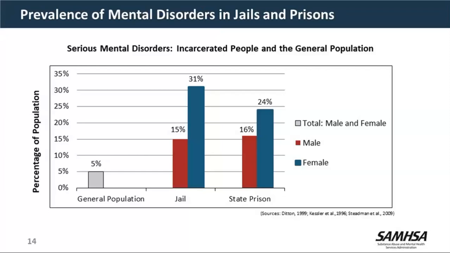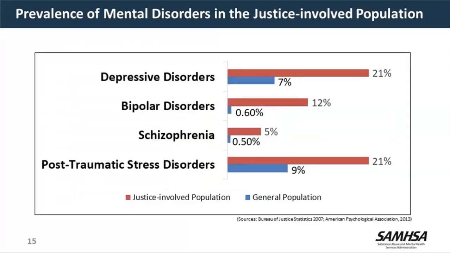When we move into the state prison systems, we see that that number settles in around 16% of men and 24% of women who have been diagnosed with serious mental disorders in those systems. So you can see that the prevalence rate really jumps from the general population as we move into our local and state justice systems. So if we break this out a little bit further in terms of the prevalence of specific mental disorders for justice-involved persons, we can see across depressive disorders here, when we compare the general population at 7%, that number jumps threefold to 21% of persons in the justice system with depressive disorders.